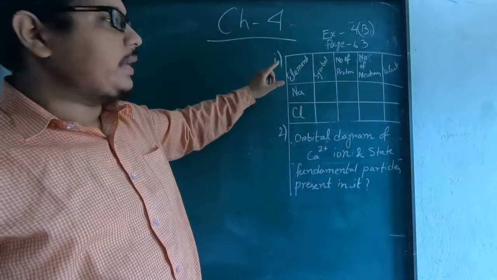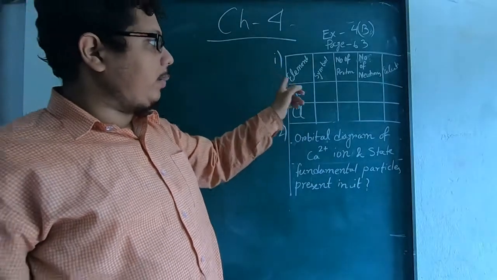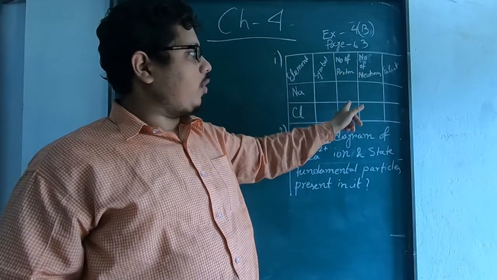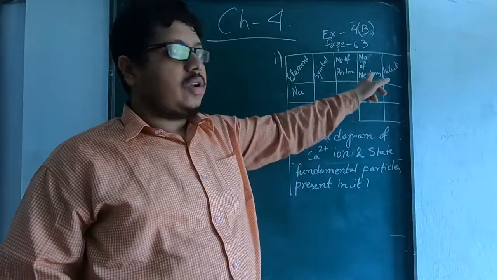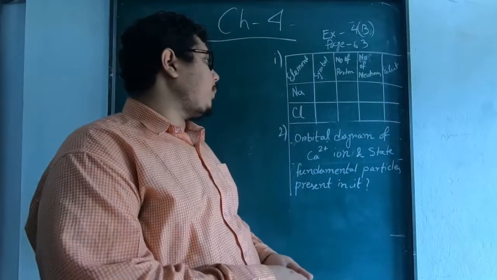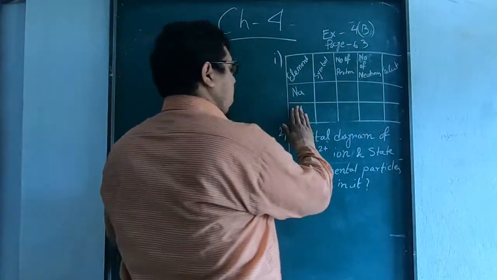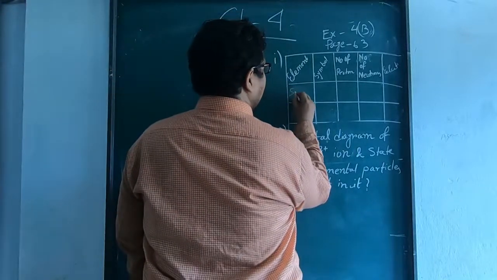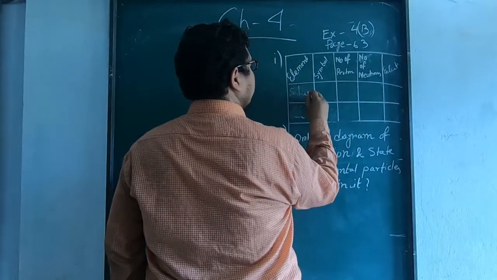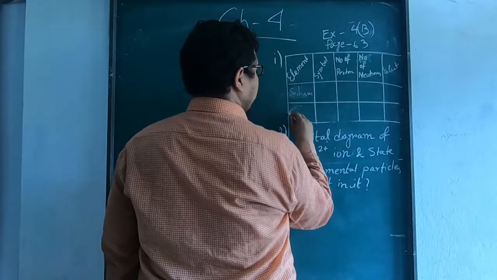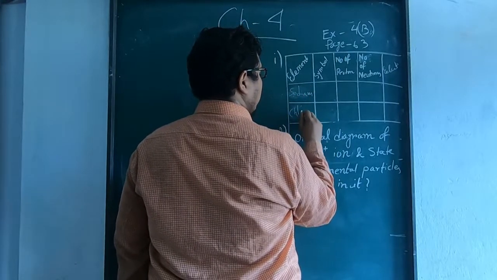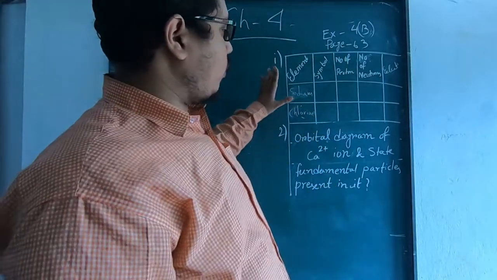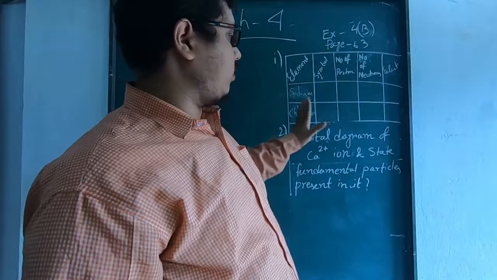Here you see there is a table. First column is element, then symbol, then number of protons, number of neutrons, number of electrons. Now the first element here is sodium, and the next element I have chosen is chlorine.